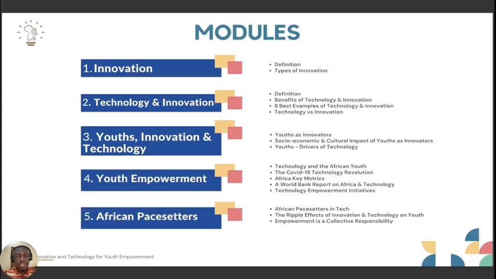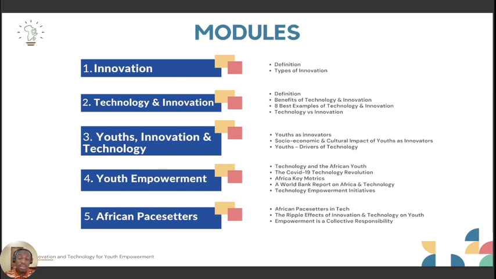So in this session, we are going to be having 5 modules. The first module will be looking at what innovation is. We're having a few definitions and also looking at the types of innovation. In module 2, we'll be talking about technology and innovation, where we'll also be defining some terms and looking at the benefits of technology and innovation and 8 best examples of technology and innovation. And also, we'll be comparing and contrasting innovation and technology.